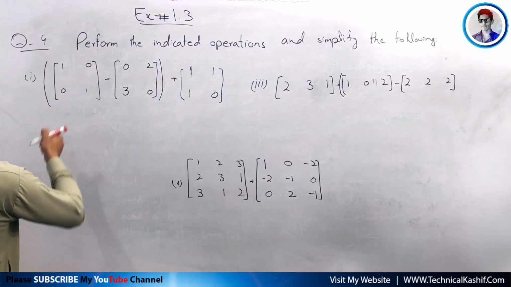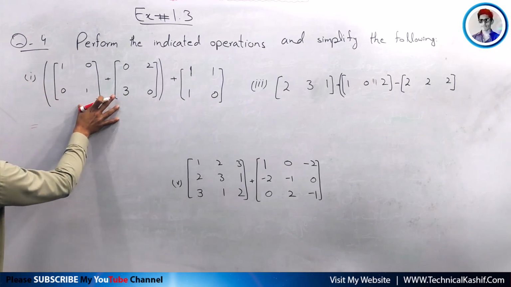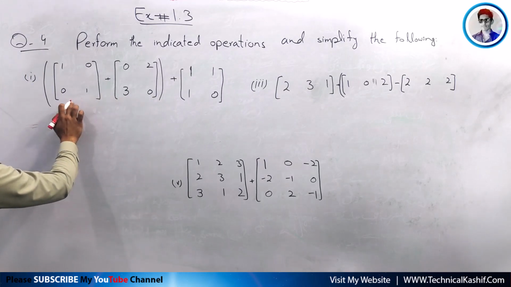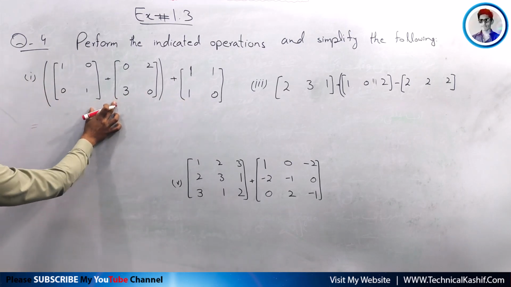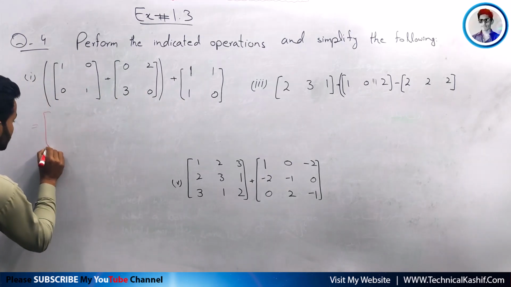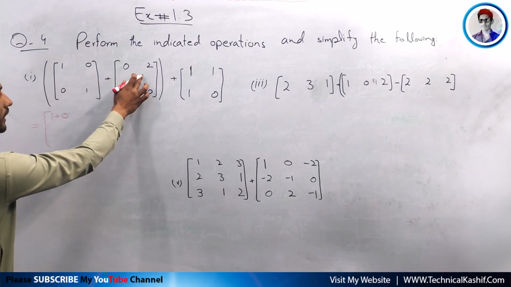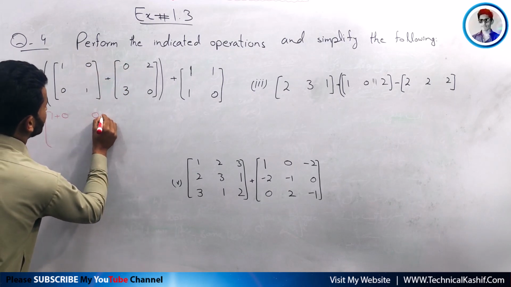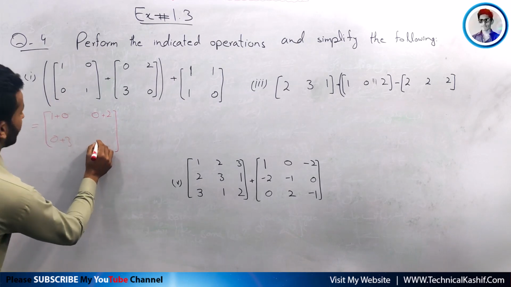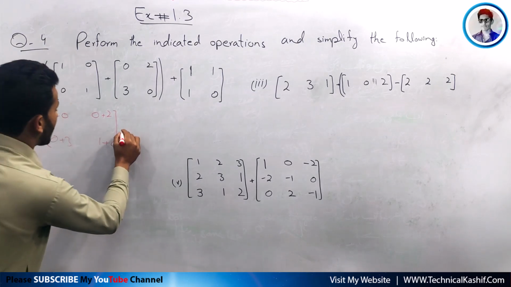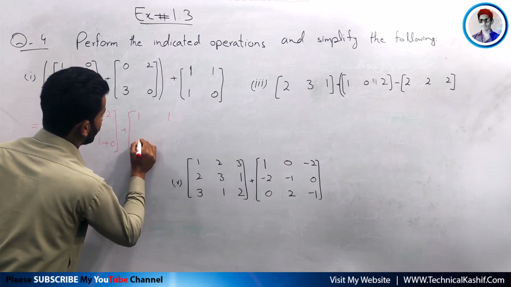First we start here, we use the bracket to perform this. We add these two matrices and then add this matrix to their sum. First we add them: 1 plus 0, corresponding entries added to each other: 0 plus 2, 0 plus 3 and 1 plus 0. This matrix remains the same: 1, 1, 1 and 0.